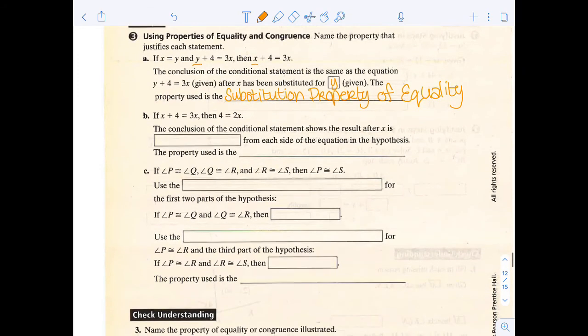Alright, then part B, using a new equation. If x plus 4 equals 3x, then 4 equals 2x. The conclusion of the conditional statement shows the result after x is subtracted from each side of the equation in the hypothesis. The property used is the subtraction property of equality.